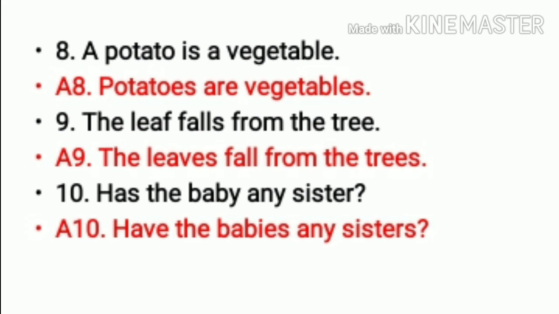Falls is when we write in singular. Now when it becomes plural, we remove the S in the verb. Fall from the trees. 10th, has the baby any sister? Answer, have the babies any sisters?